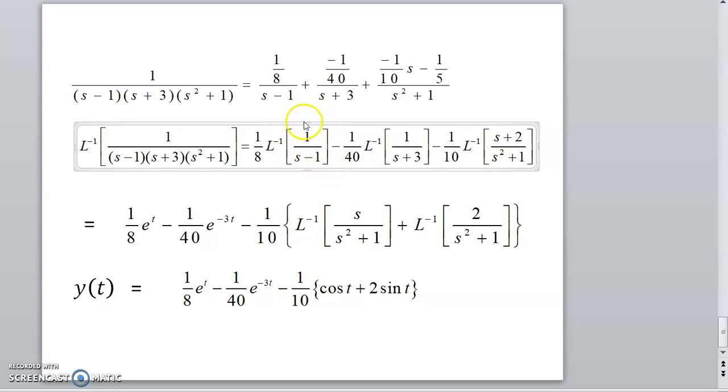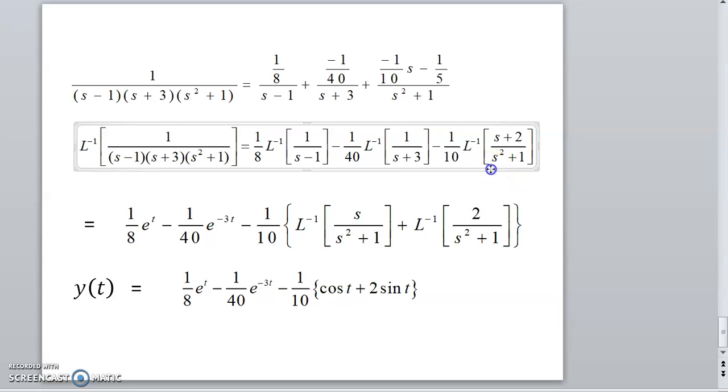We can apply the formula for L inverse of 1 by s minus 1 directly, because 1 by s minus 1 is an elementary function. We already know that the formula for L inverse of 1 by s minus a equals e power at. Here a equal to 1, we get e power t. Minus 1 by 40: we can apply the formula directly because 1 by s plus 3 is an elementary function. We know that L inverse of 1 by s plus a equals e power minus at. Here a equal to 3, we get e power minus 3t.